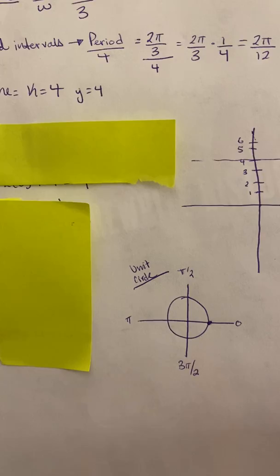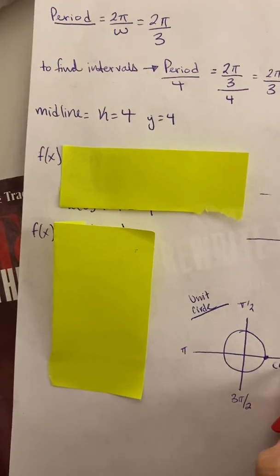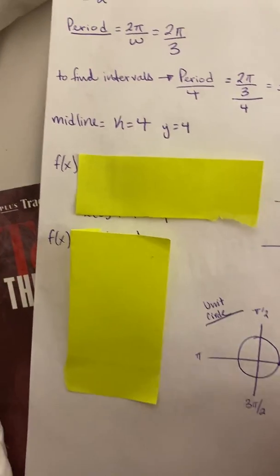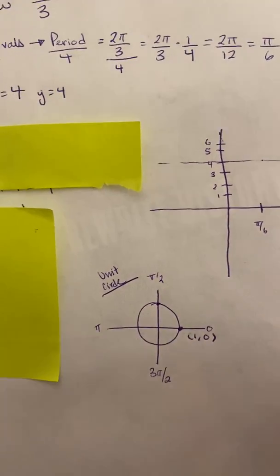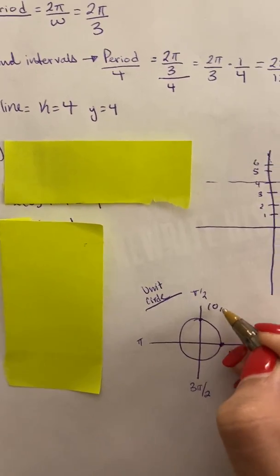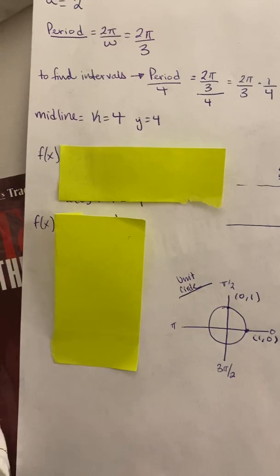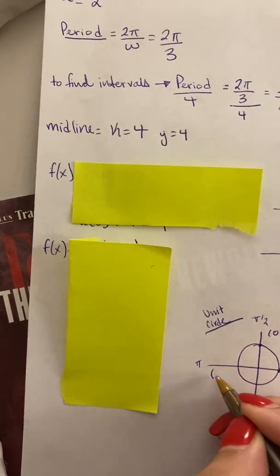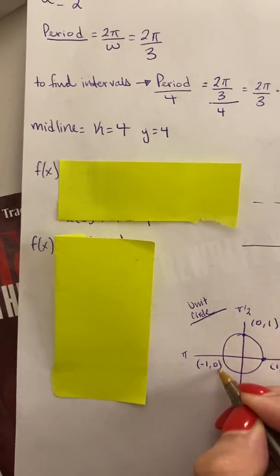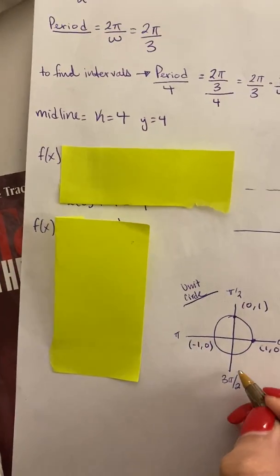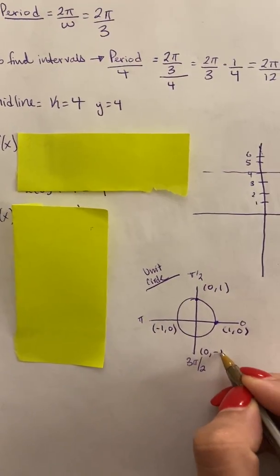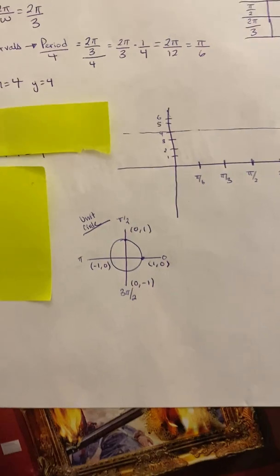So at 3 o'clock, our coordinates will be (1, 0). Up here at pi over 2, our coordinates will be (0, 1). At pi, our coordinates will be (-1, 0). And at 3 pi over 2, our coordinates will be (0, -1), right?